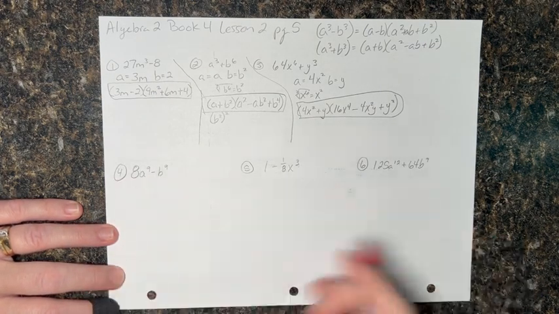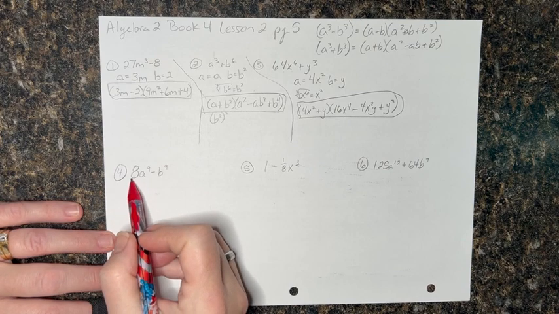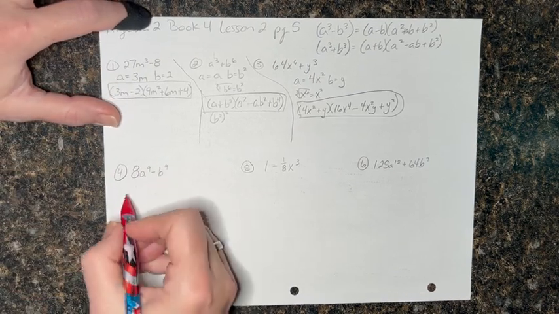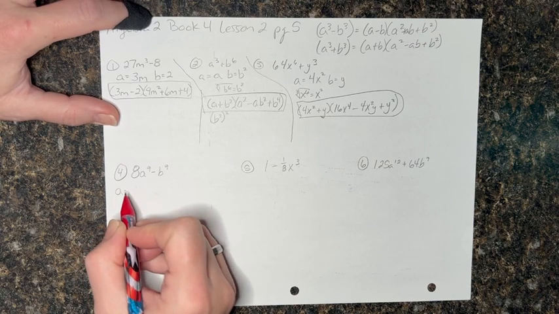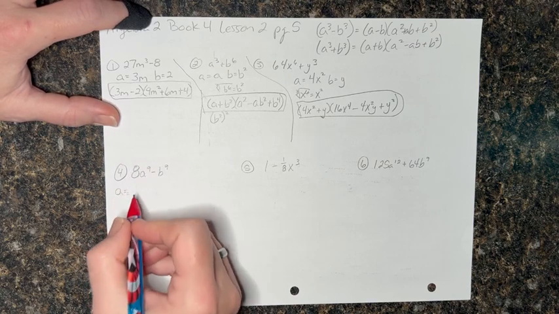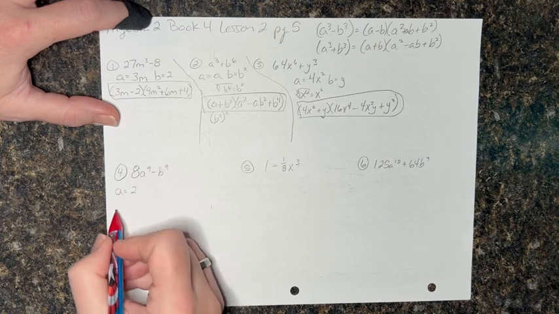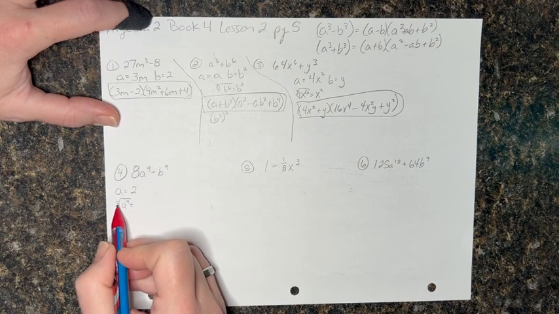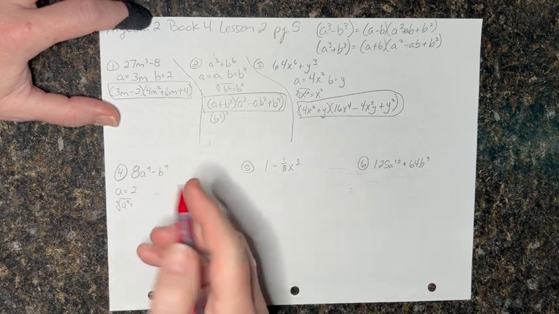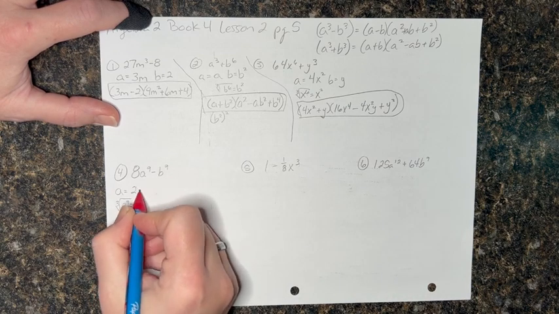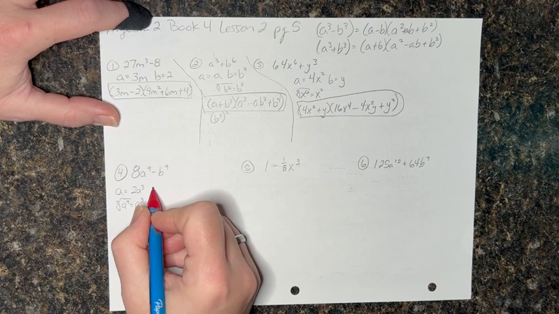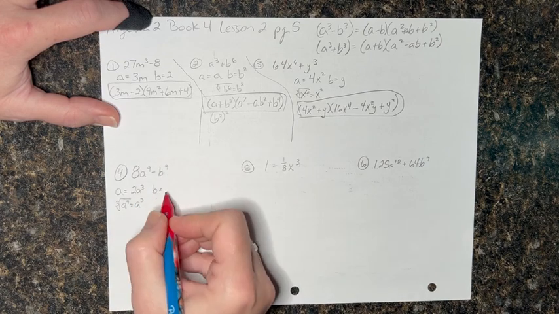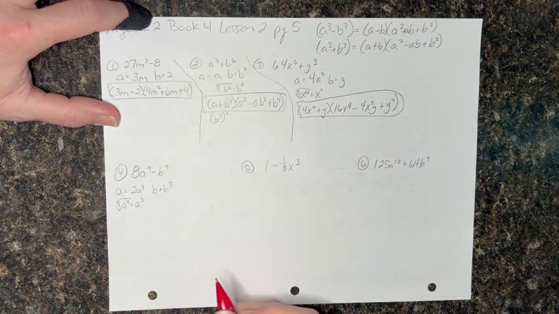All right, for number 4, I gave myself some more room this time. We have 8a to the 9th minus b to the 9th. So we need to figure out our a and our b. Well, we know that 2 cubed is 8, so we have a 2 here. The cube root of a to the 9th, 3 goes into 9 3 times, so it's a to the 3rd power. My b is also to the 9th, so it's going to be b to the 3rd power as well.